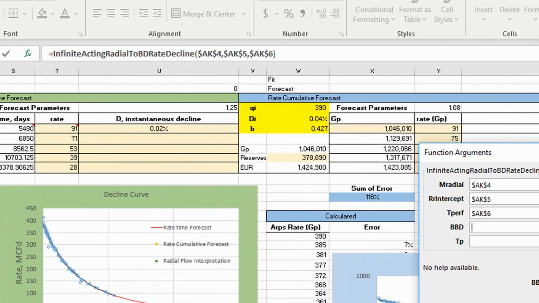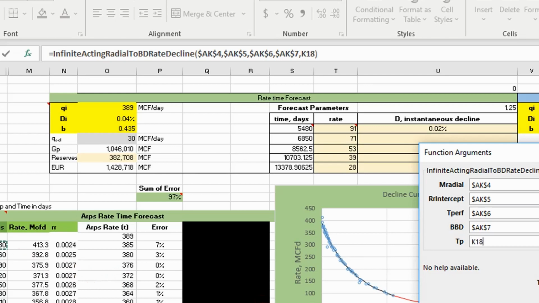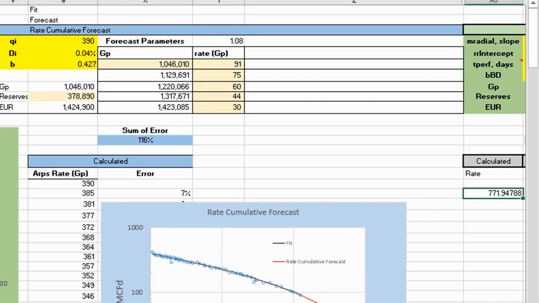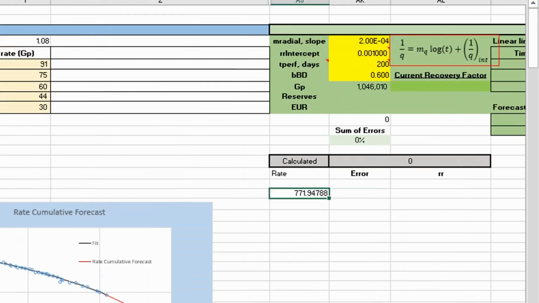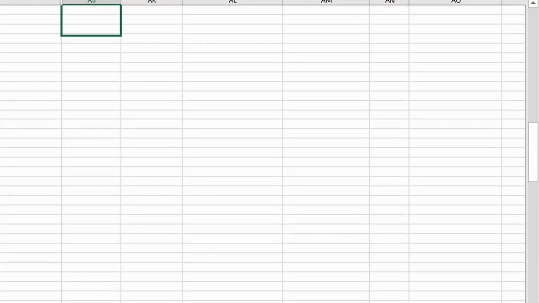Be boundary dominated, freeze that, and then time produced. Bang. Okay, so that's the predicted rate by that equation with those values. So what I'm going to do now is carry this all the way down to our last point.